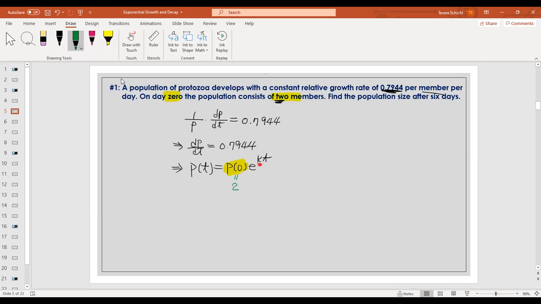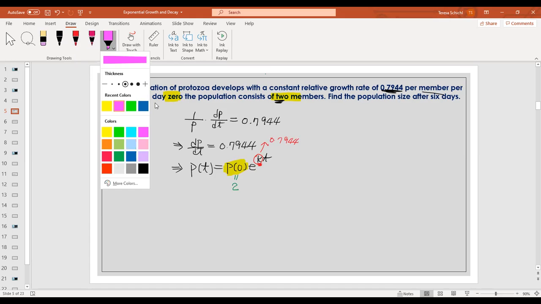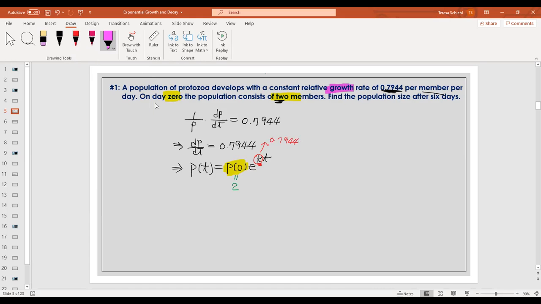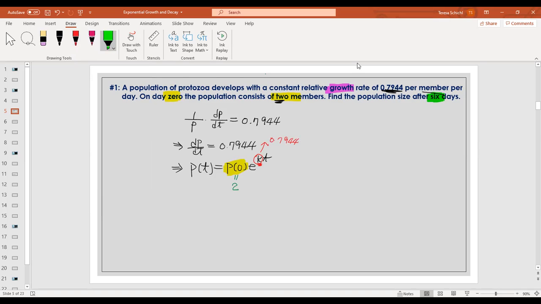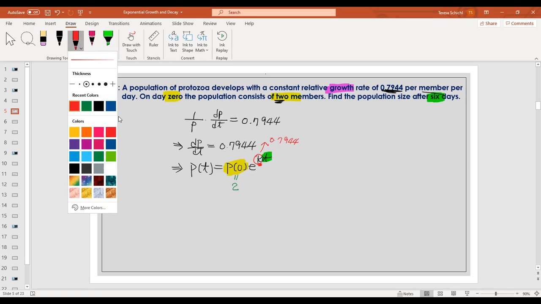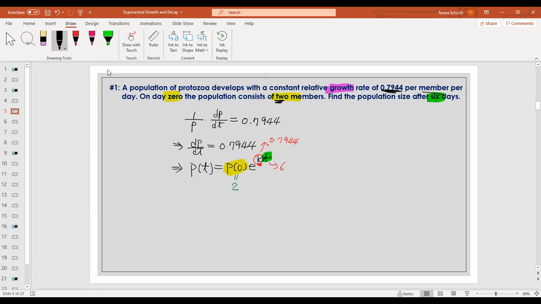This is 2. And then in e to the kt, k is the relative rate, 0.7944. Because it says this is a relative growth, I put a positive, I don't put a negative in front. And last, they say find the population size after 6 days. So my t will be 6. Now you put all this together.